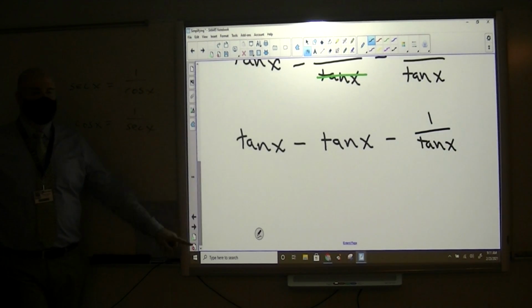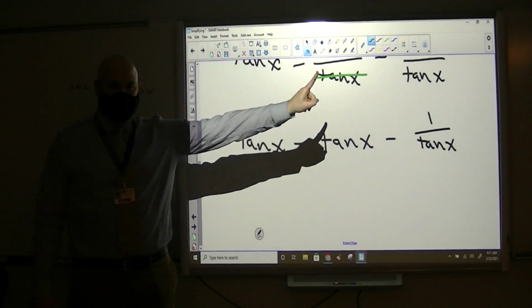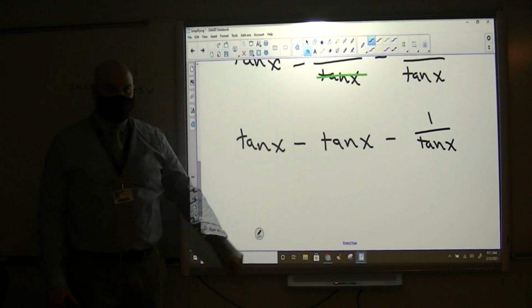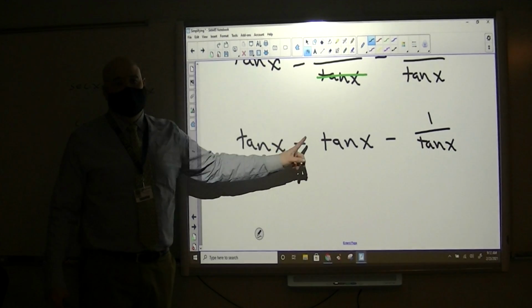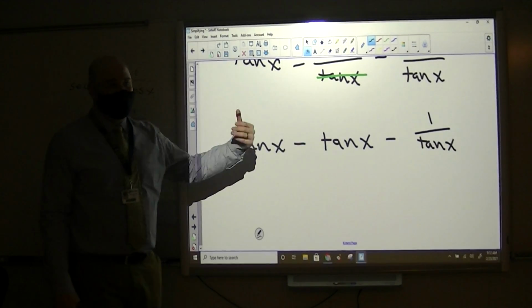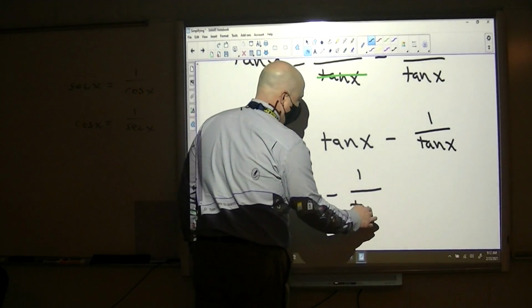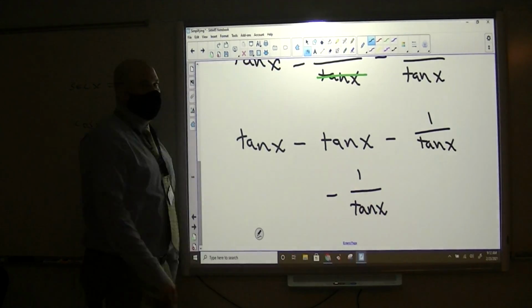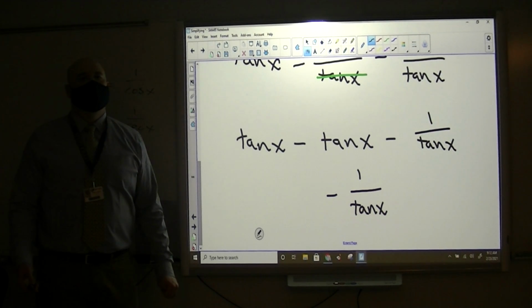And I don't need to go to the toolbox. I went to the toolbox twice. Once to do the squared term thingy, and once to decompose the fraction. Now I'm just simplifying. These are opposites. They're going to cancel each other out. I'm going to have negative 1 over tangent x. And if you left that, I'd be okay with it, all things considered.